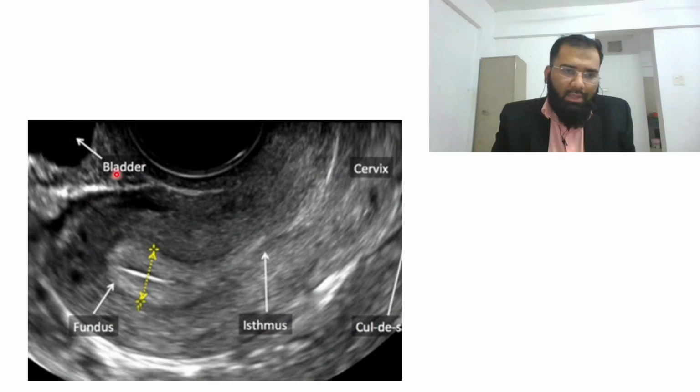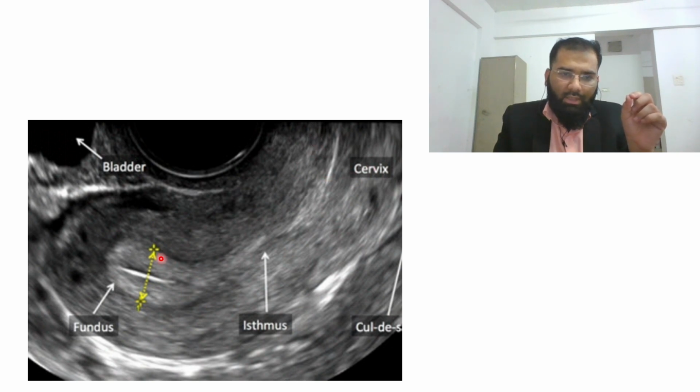Again, I showed the same thing. You can see this is the transvaginal scan. This is the urinary bladder, which is minimally distended. Then you can see this is the uterus, a piriform organ. This region is the fundus, this is the body of the uterus, and this region is the cervix.